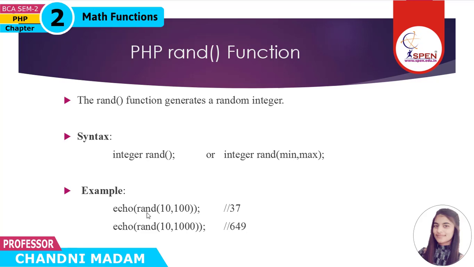Here is the example. Here we call the rand function and pass two values, min and max. Then this function generates a random number in between 10 and 100. Here the random number is 37. In the second example we pass 10 and 1000. So this function generates a random number in between 10 and 1000, because we pass the minimum value as 10 and the maximum value as 1000. So it will generate 649.